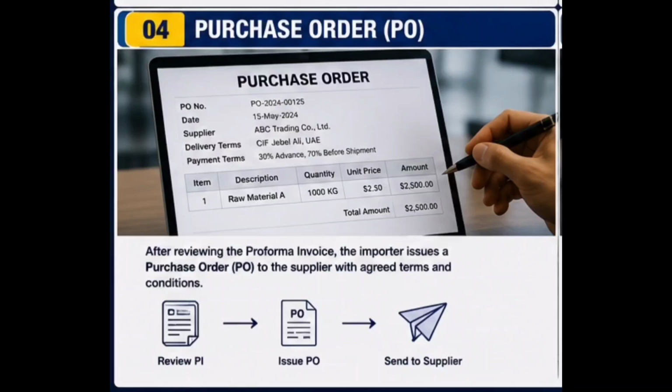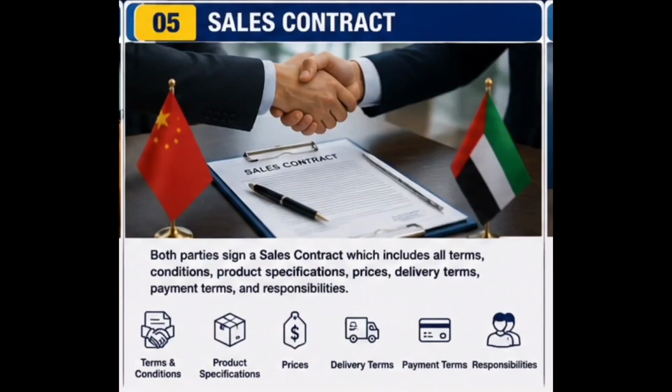So once you send the purchase order, a sales agreement or sales contract will be made between the buyer and the seller. They will sign this sales contract, which will include the same things: the product, its quantity and quality, delivery terms, payment terms, and dispute resolution. All these things will be mentioned in the sales contract.